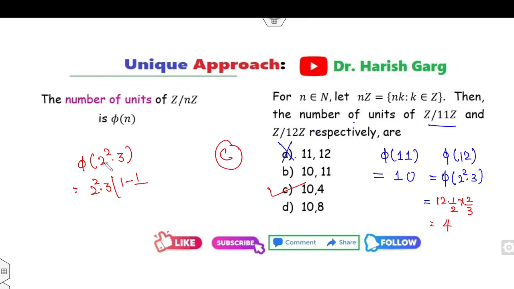So it's 12 into 1 minus 1 over the first prime number, into 1 minus 1 over the second prime number. So can you do the calculation? It's 12 into 1 minus half into 2 over 3. So clearly 6 into 4, sorry, 4 is my right answer of this problem.